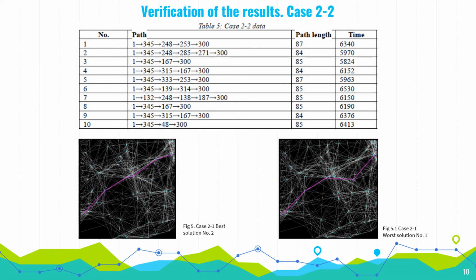Results with case number 2: within these 10 results we have the best solution number 2, with a path length of 84, and the worst case solution was number 1 with a path length of 87. So as we can see, the path length is quite similar even in the best and worst solutions. It is only 3 units of length.